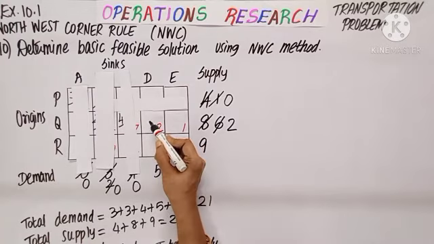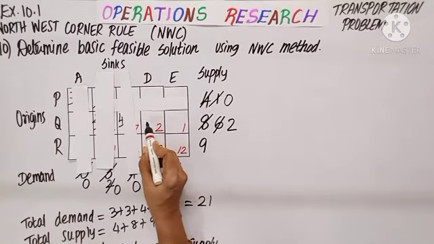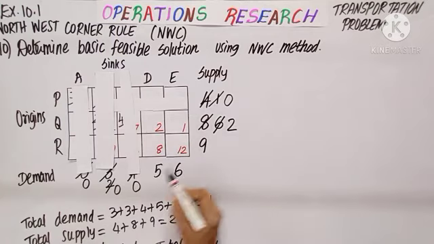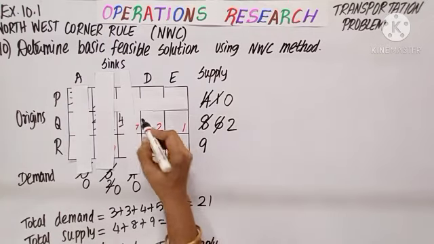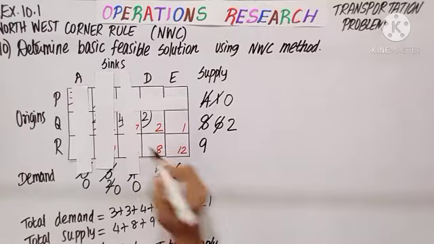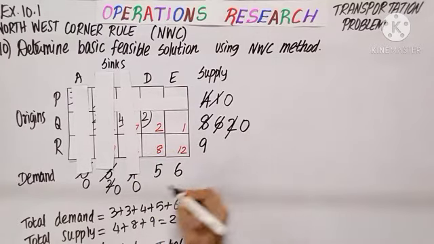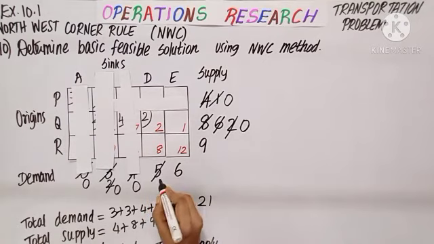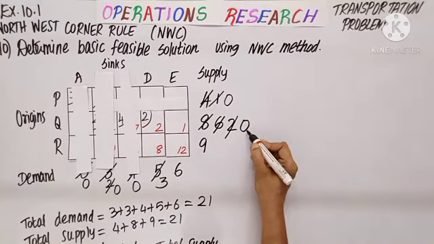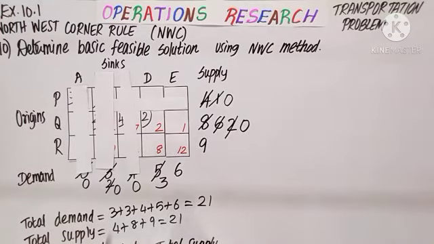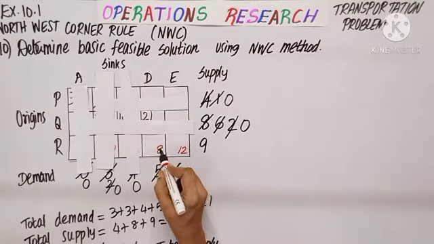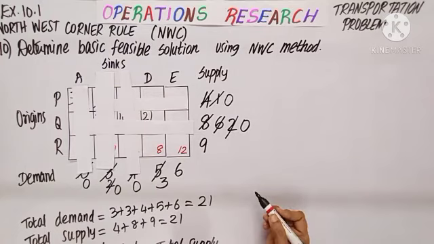Again northwest is this cell. 2, 5. The minimum is 2. Allocate 2 here. Cancel, this becomes 0. Here, 5 minus 2 gives me 3. Now which row or column to hide? This is 0. So second row also we hide. We are left with only the 2 cells.